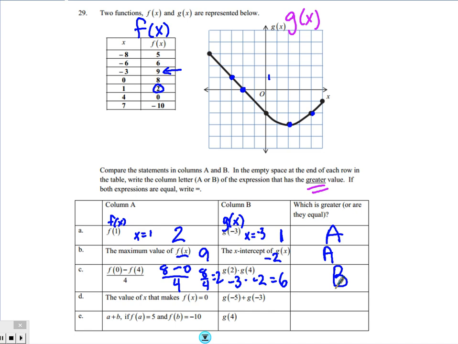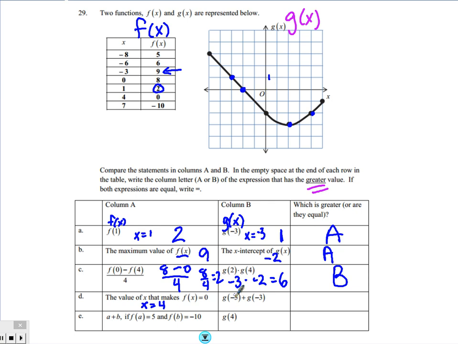Alright, the next one is asking the value of x that makes f of x equal to 0. So here we're saying the output is 0. What was the input? So if the output is 0, what did we input? We input a value of 4. So what value of x? At x equals 4. And then here, again, negative 5, g of negative 5.